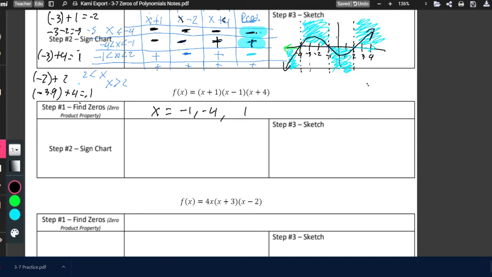And then for our sign chart, we just start with one of our factors. It does not matter what order for our sign chart. So x - 1, x + 4, we'll have our product.